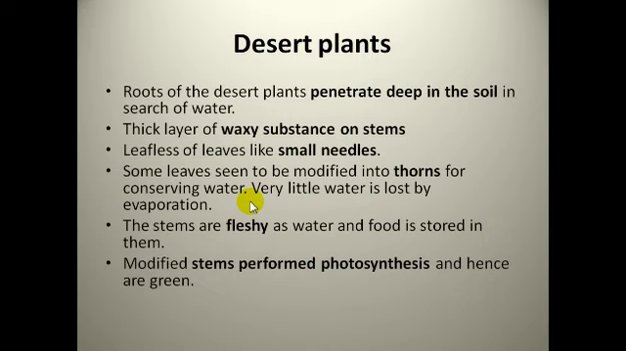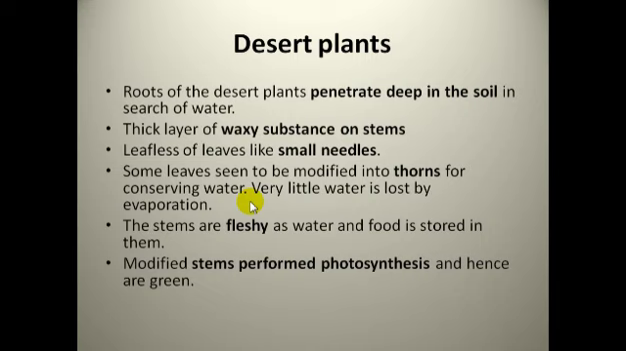The stems are fleshy as water and food are stored in them. What is it trying to say? Their stems are very thick and fleshy so that they can store water in them. They cannot lose water through leaves and through water vapor. They have a thick stem so that they can store water and food inside it, because they cannot prepare food again and again, and there is not much availability of water to them.